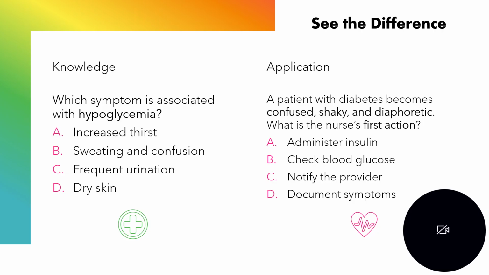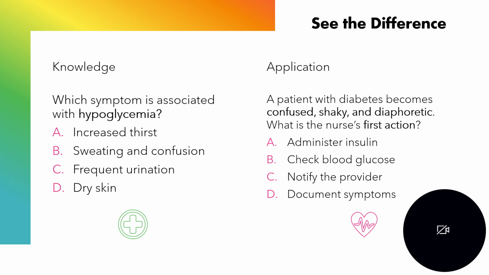So then your next question in the root of your question here says, what is the nurse's first action? Action meaning you need to do an intervention. So all of those interventions that you learn in class. But it's asking you, which one do you want to do first? So before treating the patient, the nurse should do what? Would they administer insulin? Is that going to help for hypoglycemia? Would they check the blood glucose, notify the provider, or document the symptoms?